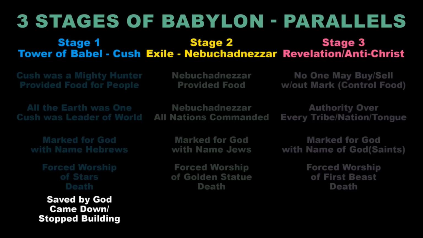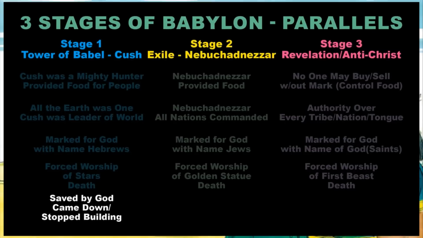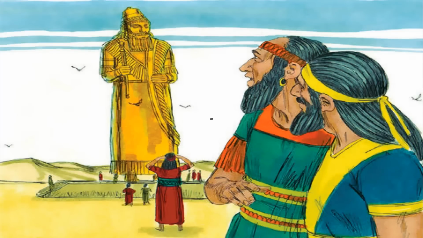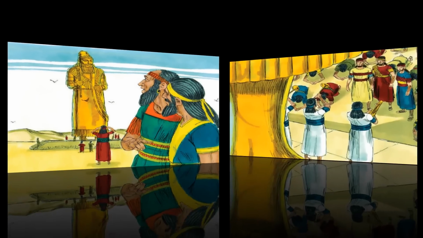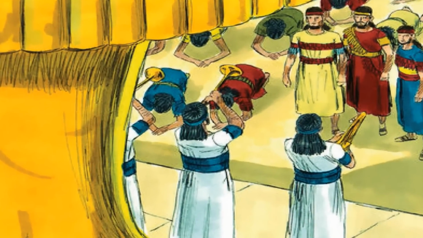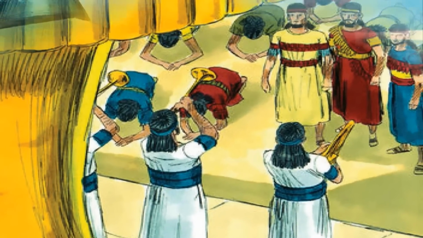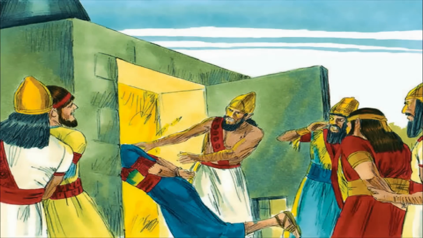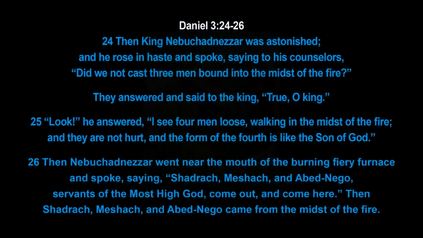But what about the second stage? You know what we're going to find. King Nebuchadnezzar ordered everyone to worship a golden statue, under the penalty of death if they didn't. Daniel's 3 friends refused to worship the golden statue. Then the king is outraged and has them thrown into the fiery furnace. Let's read Daniel 3 from here.